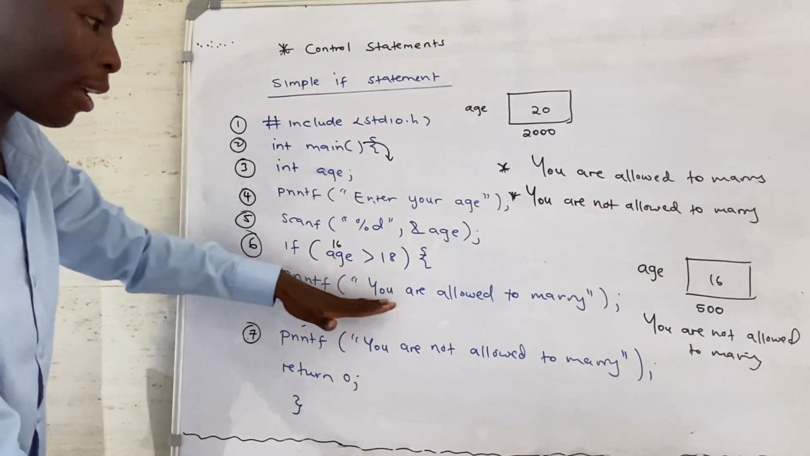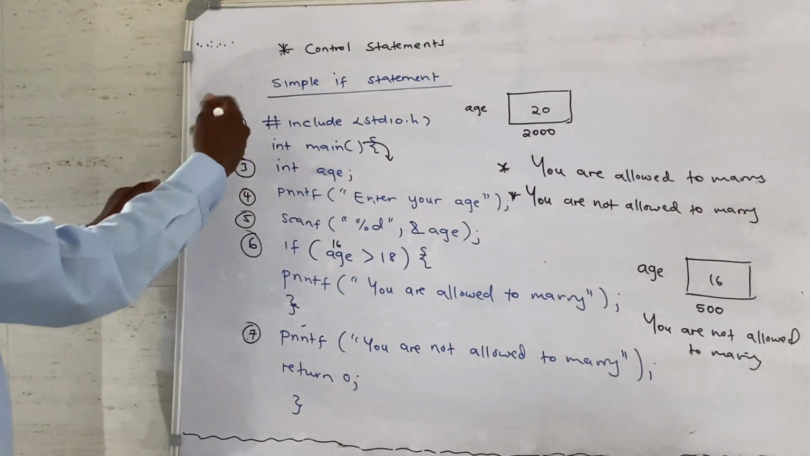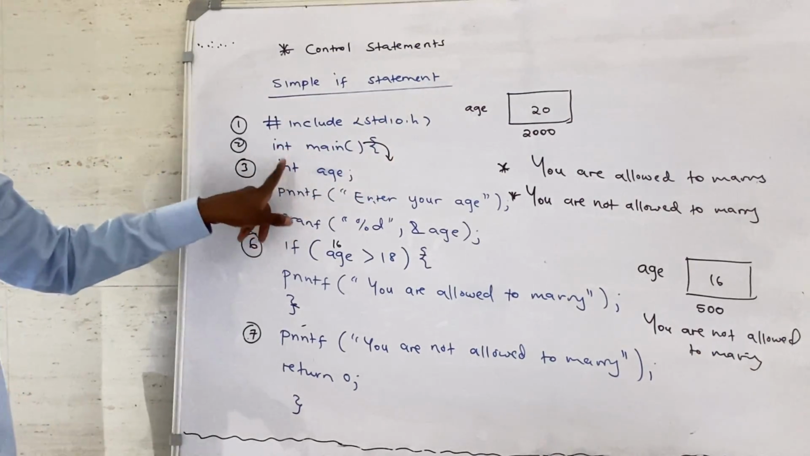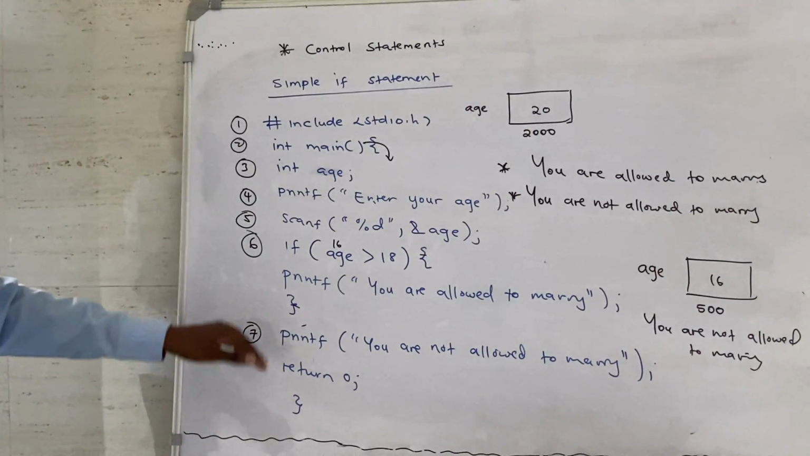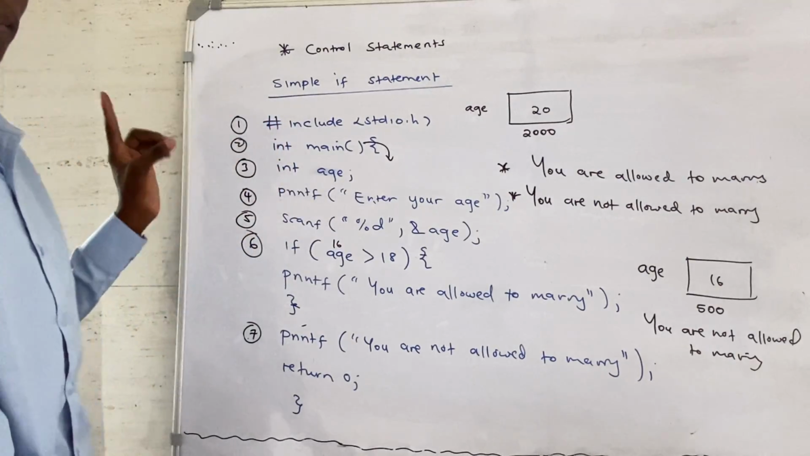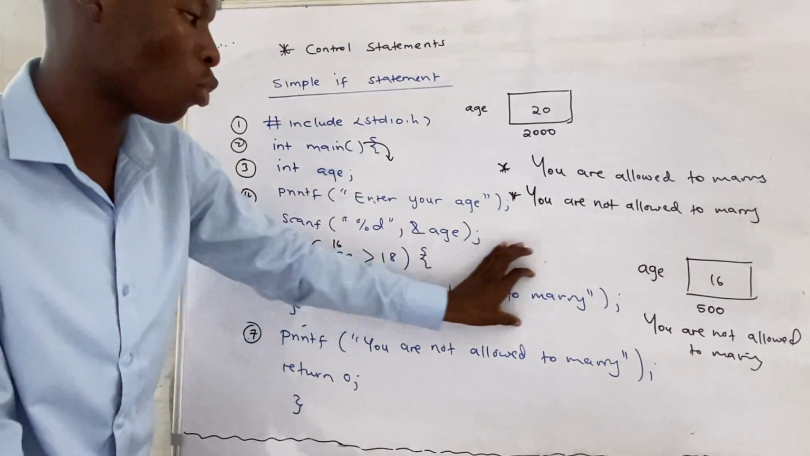Why? Because I have managed to skip this statement. Remember, the compiler will check the program sequentially. After executing this, it will execute this, this. But now, if you want to skip some of the statements with the help of the branching statements, for example, this simple if statement, I have managed to skip this.